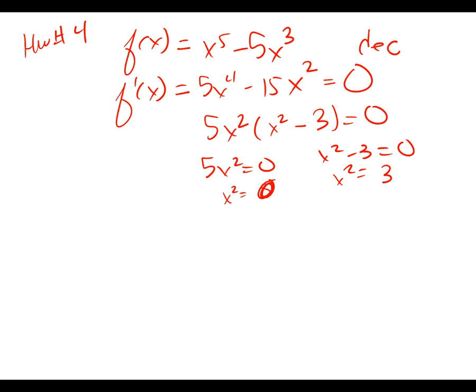Okay. What's the square root of zero? Zero. So there's only three zeros. We're going to take the square root of both sides. If x equals plus or minus square root of 3, that's two zeros. So there are two zeros here and one zero there. We have three zeros, so three critical numbers.